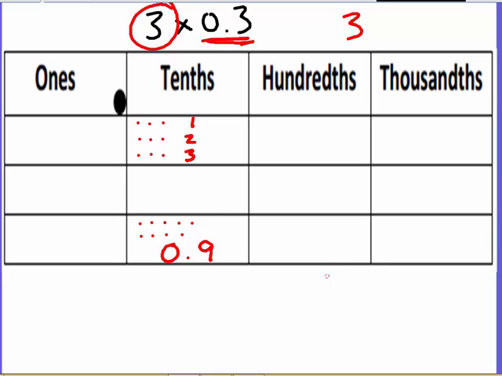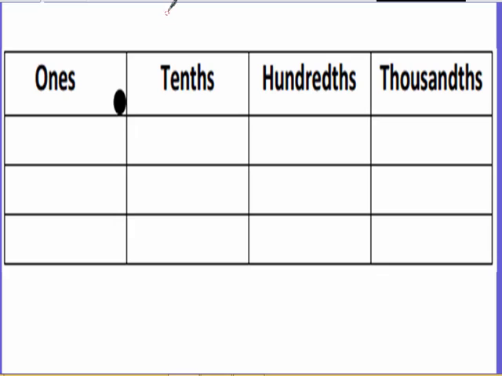That would be 9/10. I can check also with my standard algorithm, and this will be 3 times 3 is 9. And I see here I'm in my tenths, so that means my decimal has to be added here, so it is also my tenths.